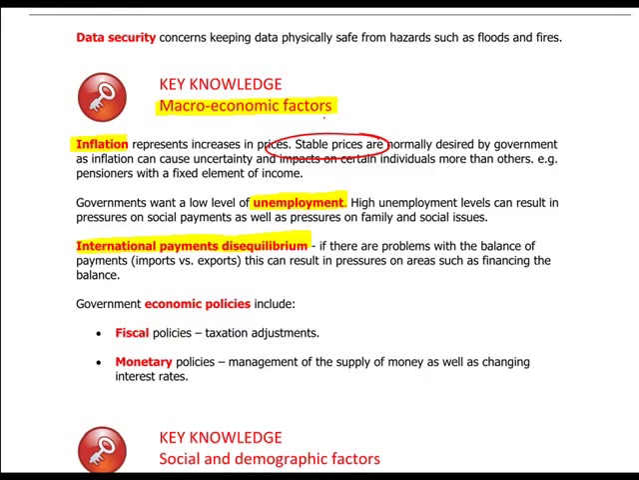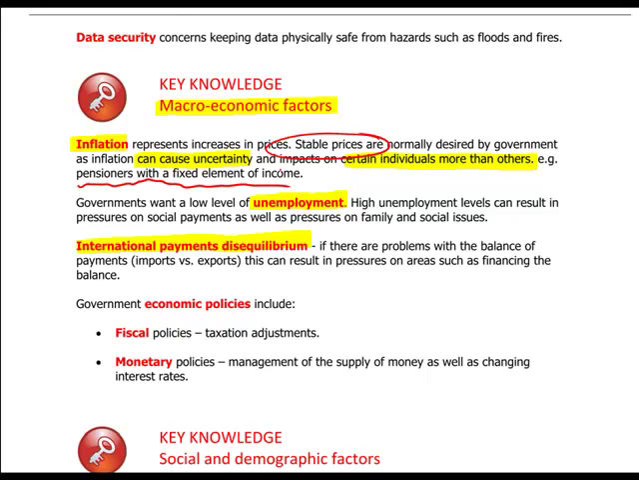Why do governments want stable prices? Inflation can cause uncertainty, and also certain individuals are impacted more than others. The example here is pensioners. Pensioners with a fixed income, if they're relying on certain fixed income and inflation's going up, can suffer more than the general population.